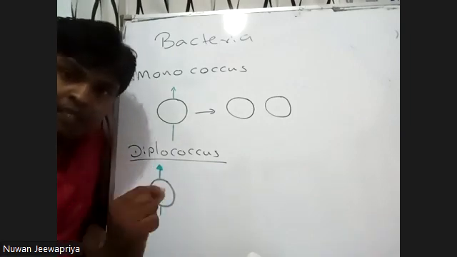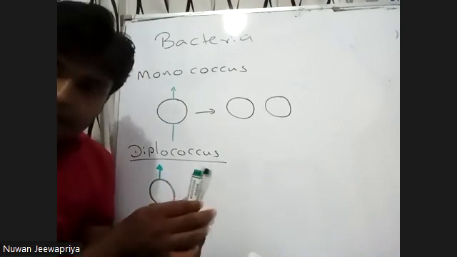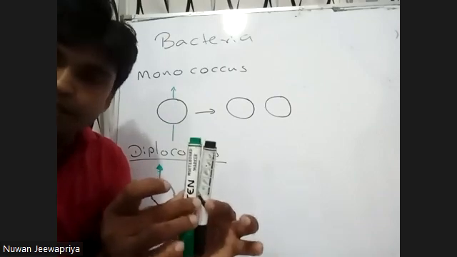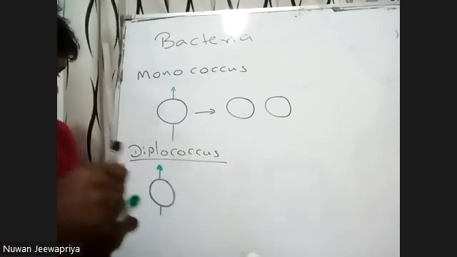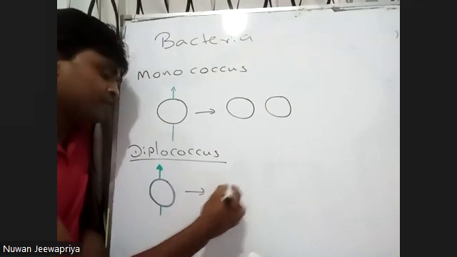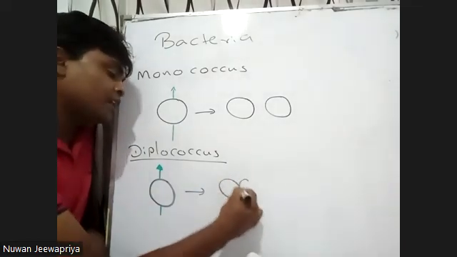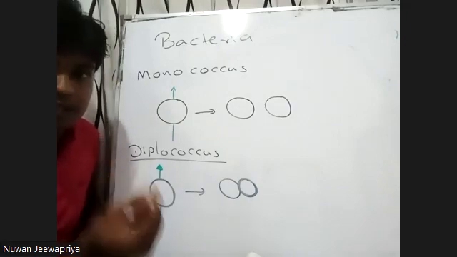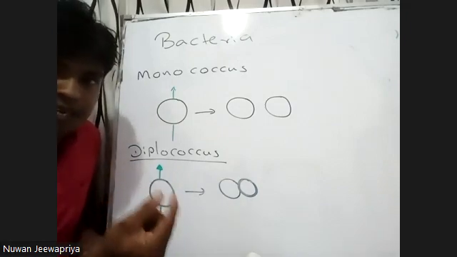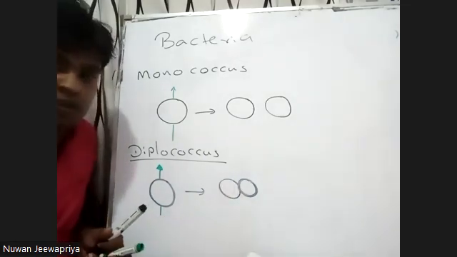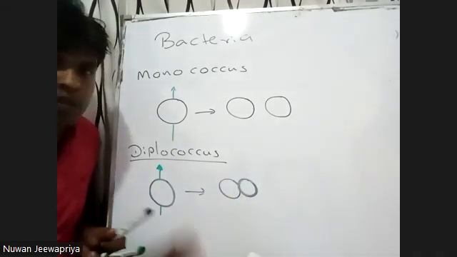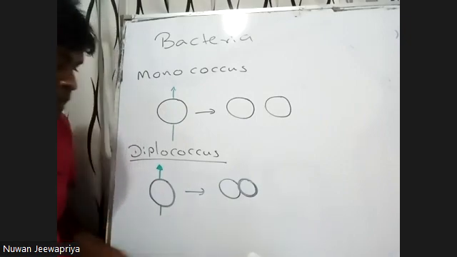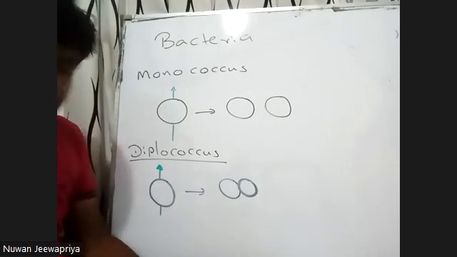Now the speciality here is that after the cell division occurs, the daughter cells are not separating. They are always together in this manner. The daughter cells stick together, connected together. So this is known as diplococcus. So, monococcus, diplococcus. Now we go to the next one, that is streptococcus.